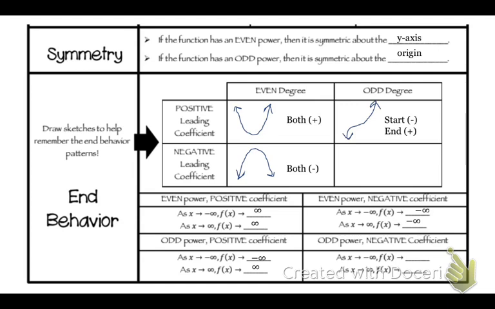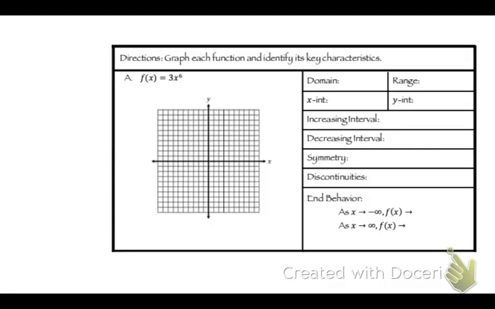Now, odd power with a negative coefficient, that's where you start high, so you start positive and you end negative. That would be positive infinity and negative infinity. Cool? Okay, let's look at this.